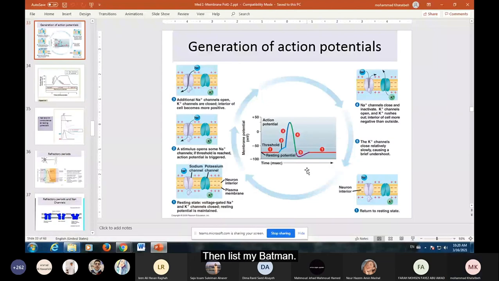Because you have two events that have taken place. What are these events at the tip here? You have inactivated sodium channels, and we are also getting more potassium channels active.